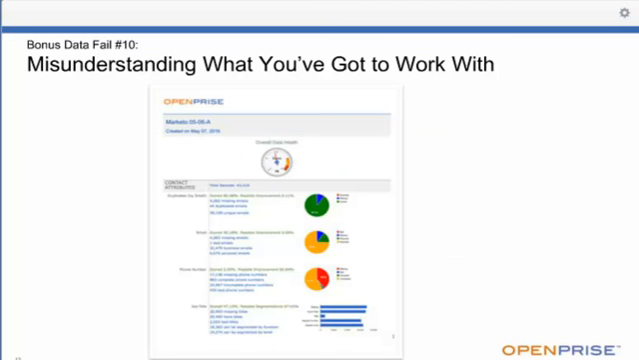Somebody asks, I know it's important to have as much data as possible for better segmentation, but is it possible to have TOO MUCH data? Should you start small and grow?